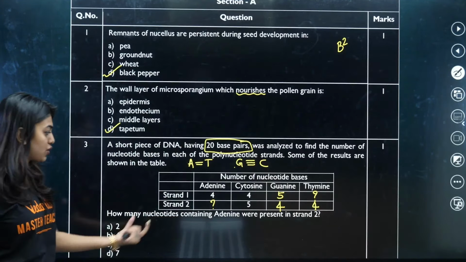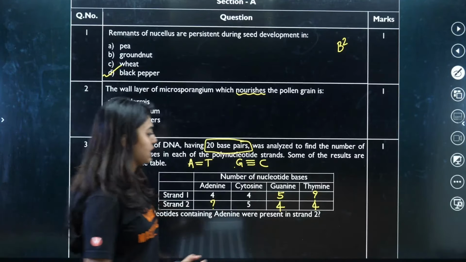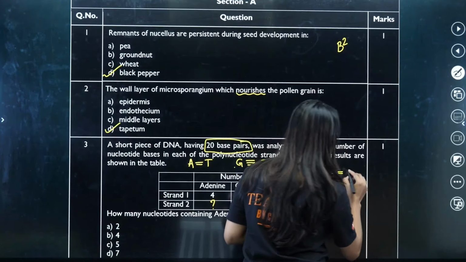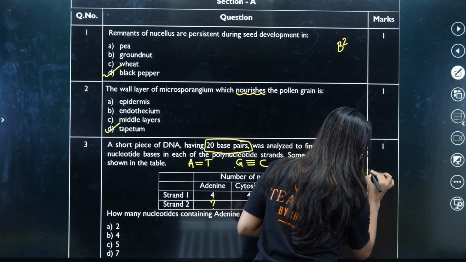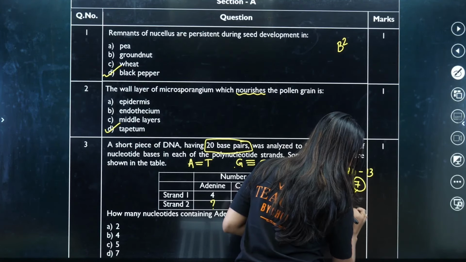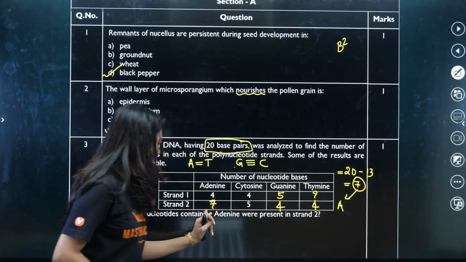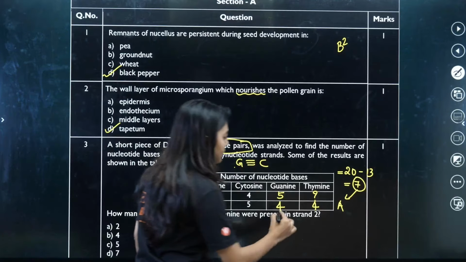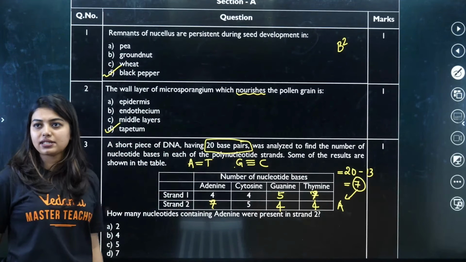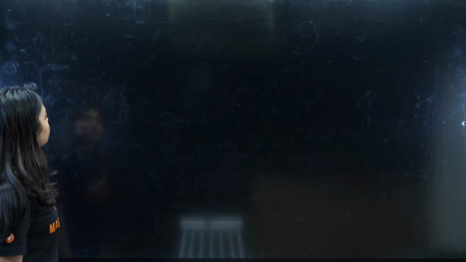Now, they are asking us to find the adenine in strand 2. Now, students, total is 20 base pairs. Okay. So, out of that, we have done 4 plus 4 plus 5. Okay, 13. So, 20 minus 13 will give you how many? 7. So, 7 will be the number of adenine. How many adenines are there? That many thymines will be there. So here also 7. Okay. Finally, we have 20 base pairs. Clear? So the answer is 7. That is option D.